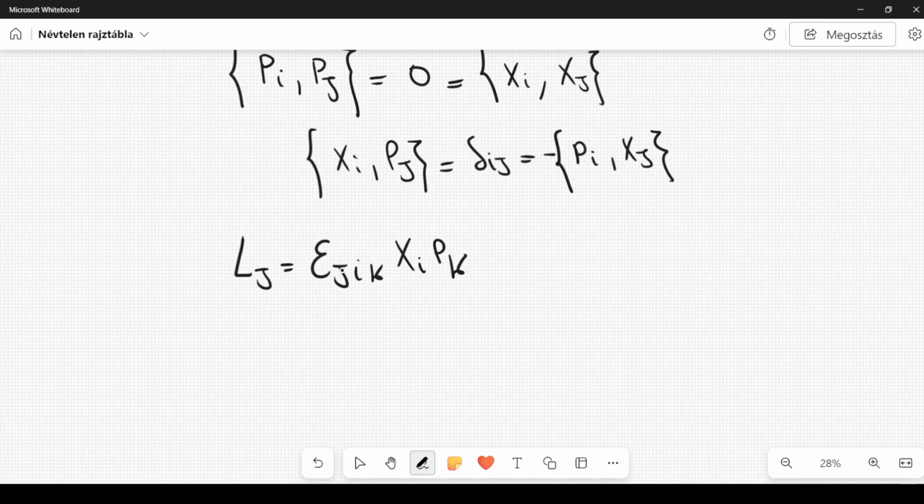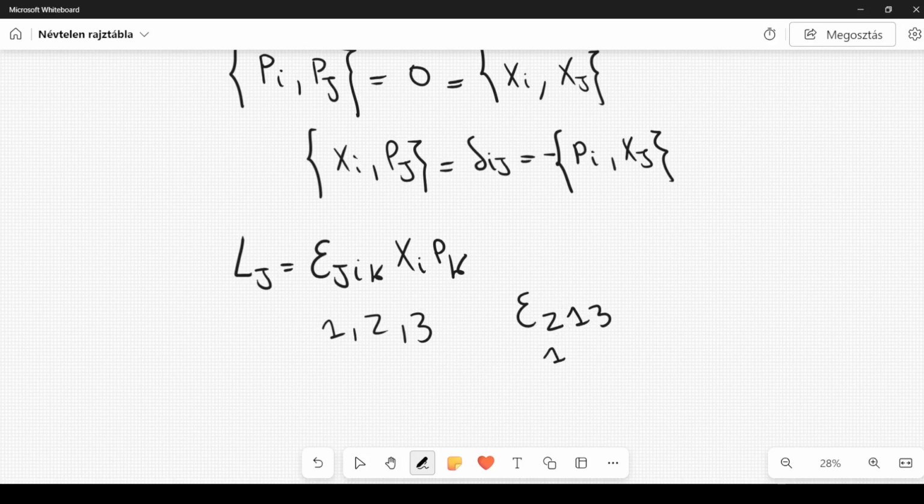And it can only be non-zero if they are all different. So they can be 1, 2, 3 in different orders. And there is a sign that you consider when you consider the permutation of 1, 2, and 3. So if you have epsilon 1, 2, 3, you define this to be positive and it is equal to plus 1. And then for negative permutations, for example, epsilon 2, 1, 3, it is a negative permutation because in order to get 1, 2, 3, you have to swap 2 and 1 only one time.